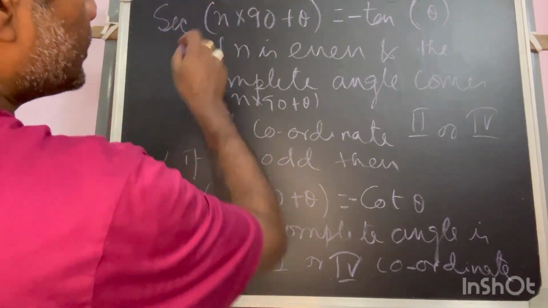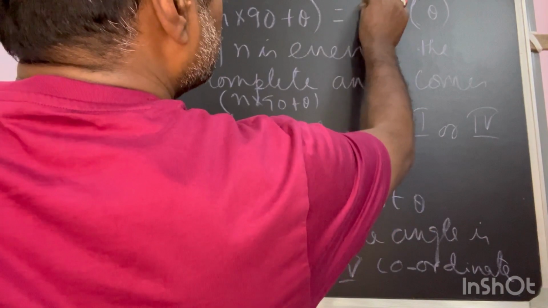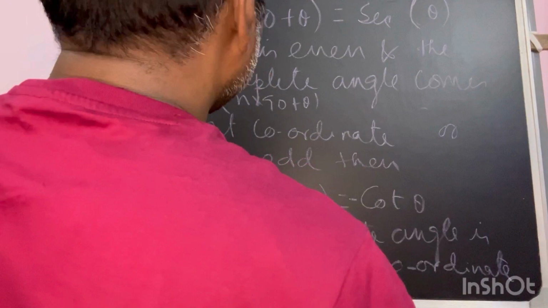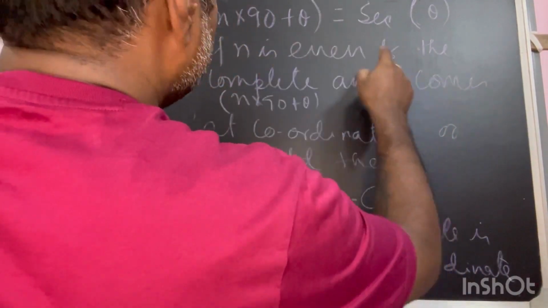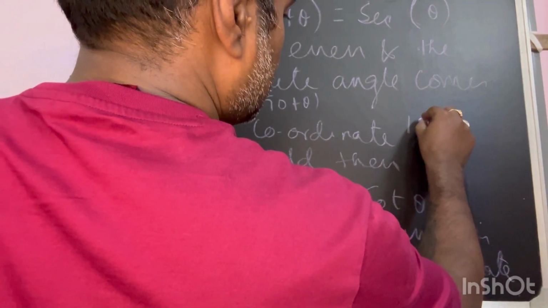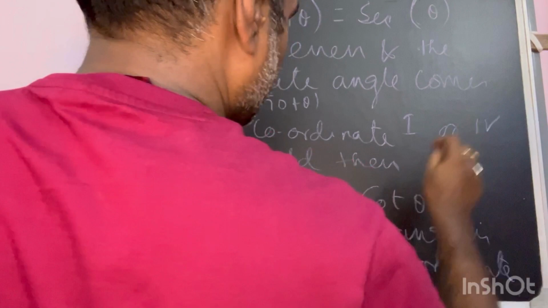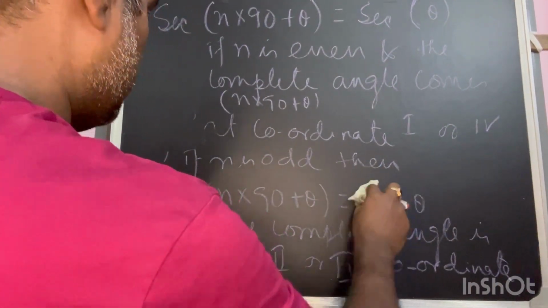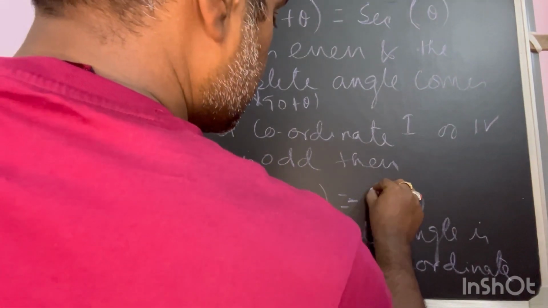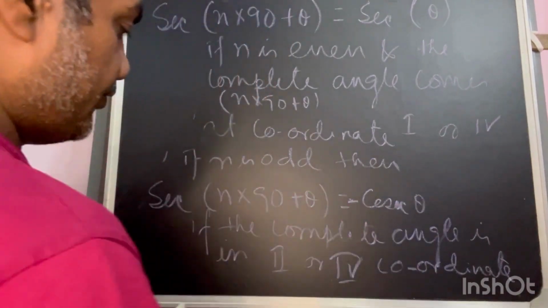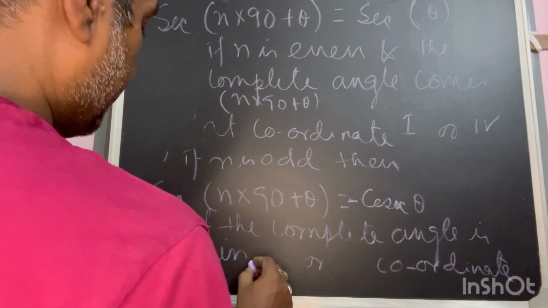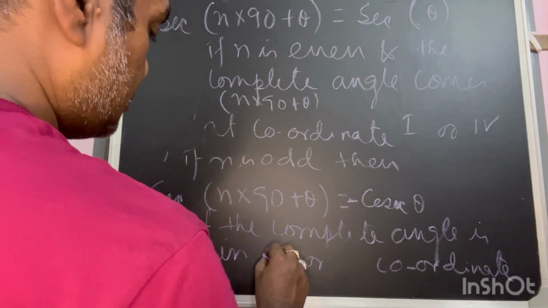Sec will be sec if n is even and falling in. Sec is the inverse of cos, so it will be the first and fourth. Sec will be minus cosec if n is odd and sec is first.